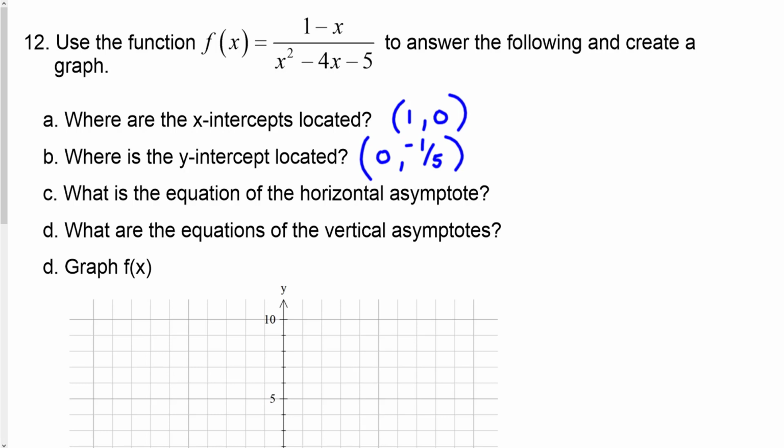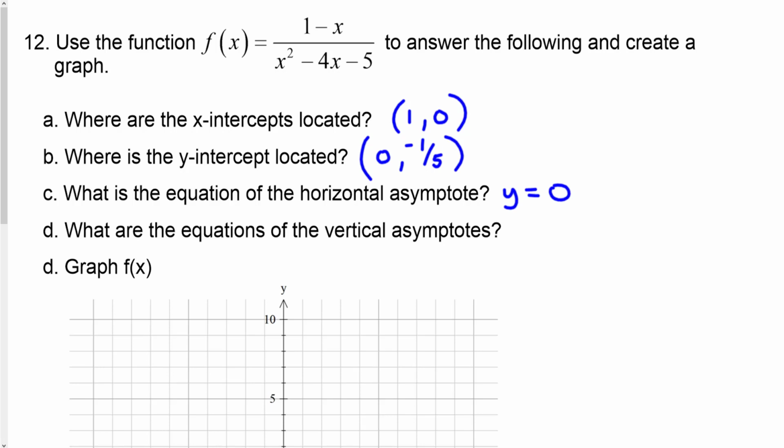What is the equation of the horizontal asymptote? Well, if one exists, you just compare the degrees of the numerator and denominator. The degree of the numerator is 1, the degree of the denominator is 2, which means this is bottom heavy, so therefore you have a horizontal asymptote at y equals 0.